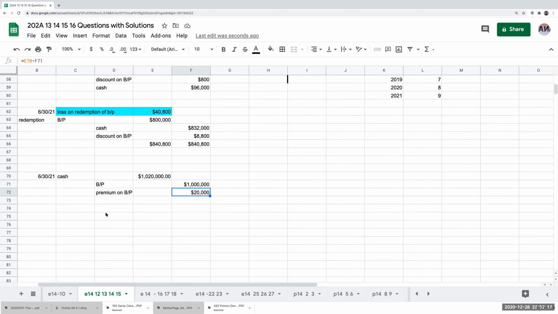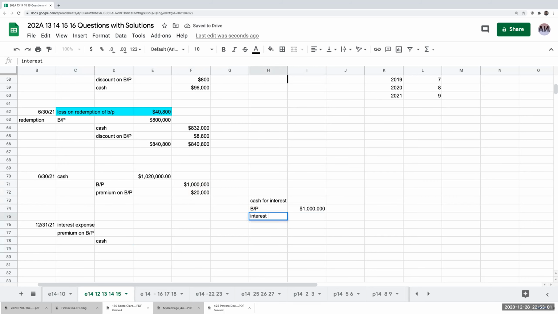When I get to December 31st, 2021, whenever I pay interest and I'm in a premium situation, it's always going to be the same. I'm going to debit interest expense, debit premium on bonds payable, and then credit cash. This is always the journal entry form that I'm doing to record interest expense. Why? This premium has to go down to 0 by the end of it. So right over here, the amount of the cash for interest is going to be the face value of the bond.